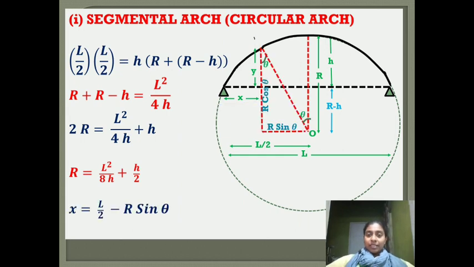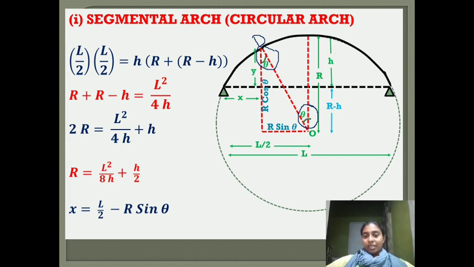For finding x and y, see this point is D. So, from D, you join O. That is, from D, draw a line to the center of the circle O, so that this line makes an angle of theta with the vertical. So this angle, that is the angle made by the line from the section on the arch to the center of the circle, is theta. So automatically this also will be equal to theta.